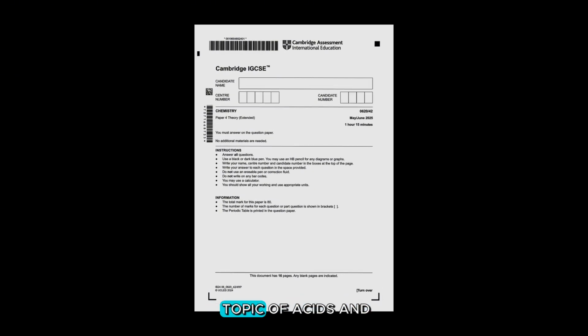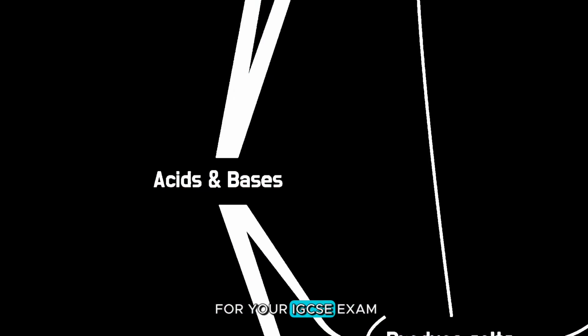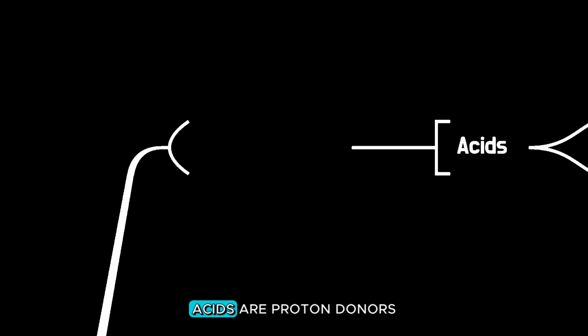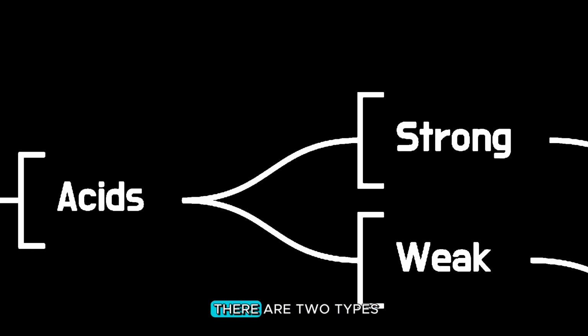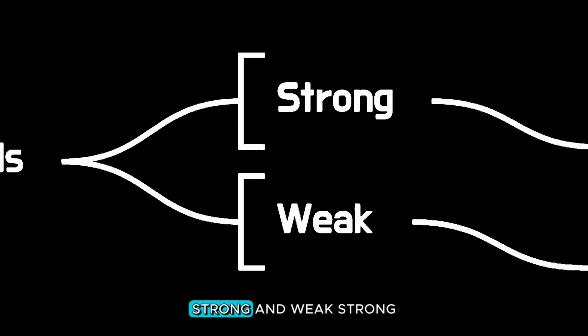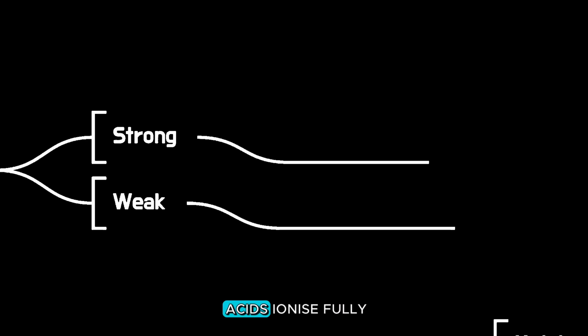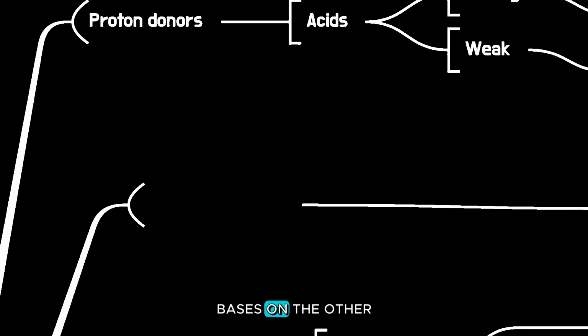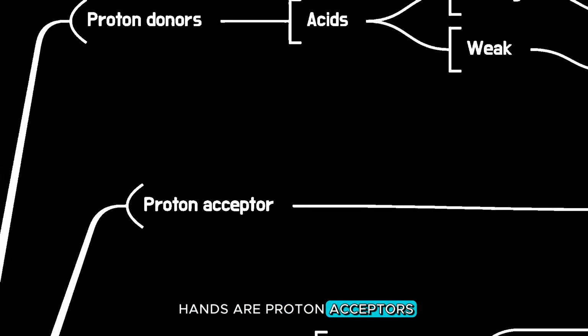This overview of the topic of acids and bases includes all the important facts for your IGCSE exam. Let's first start with the definition of acids. Acids are proton donors. There are two types of acids, strong and weak. Strong acids ionize fully, while weak acids ionize partially. Bases, on the other hand, are proton acceptors.